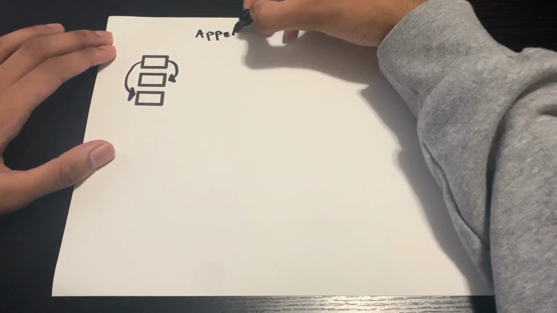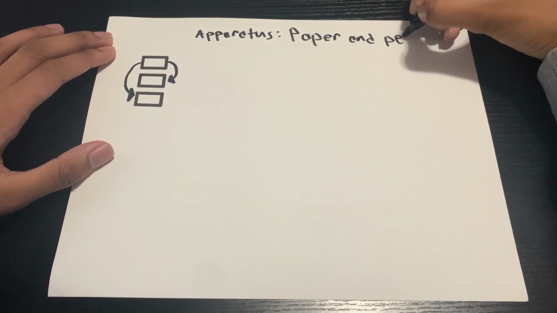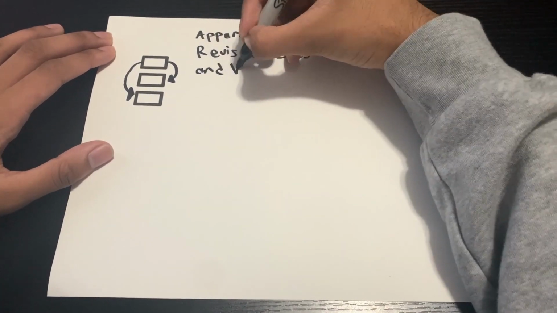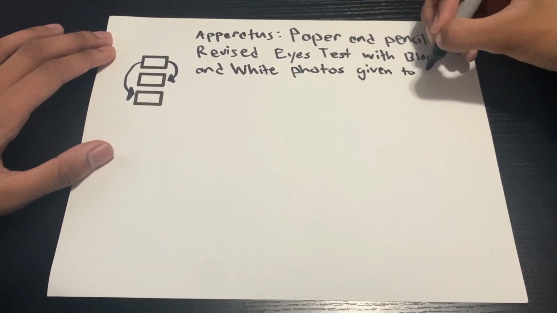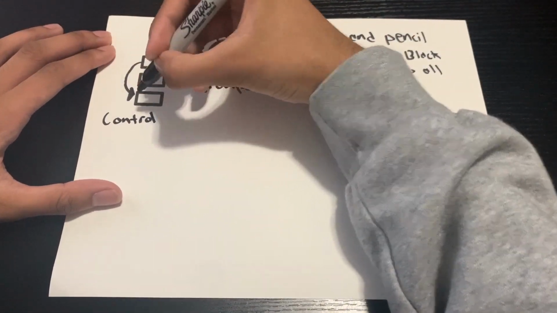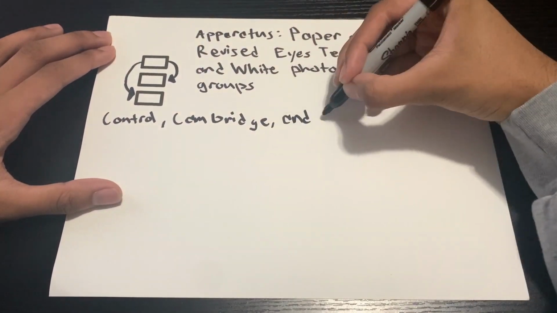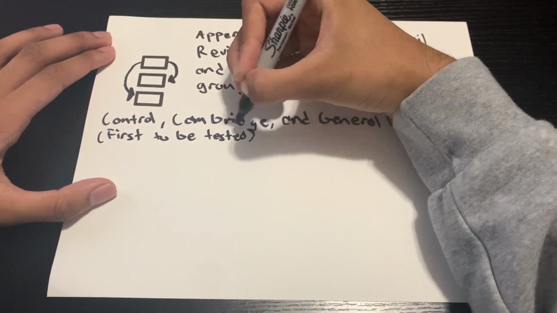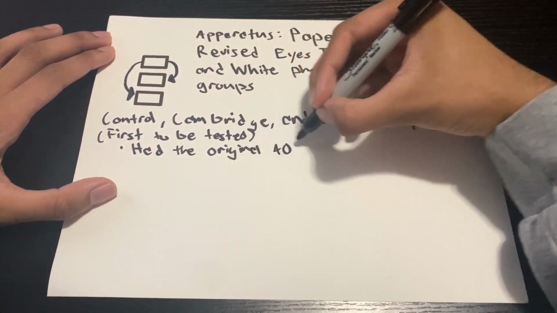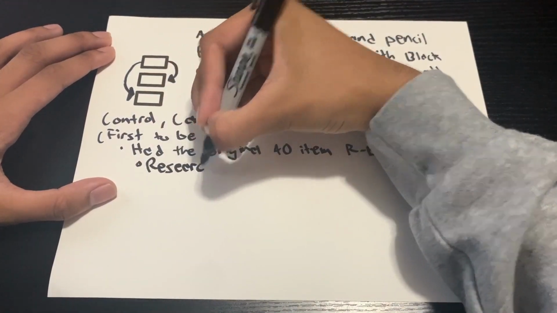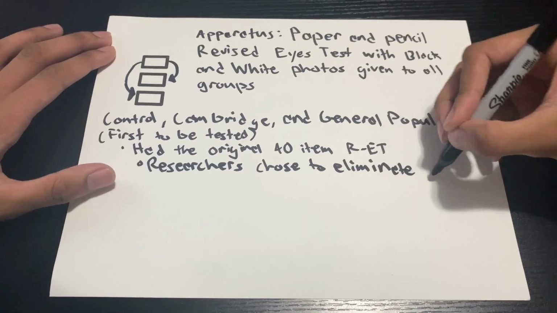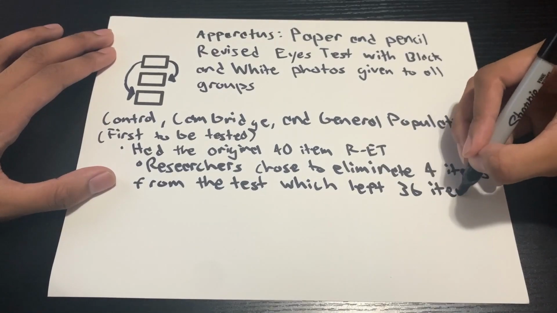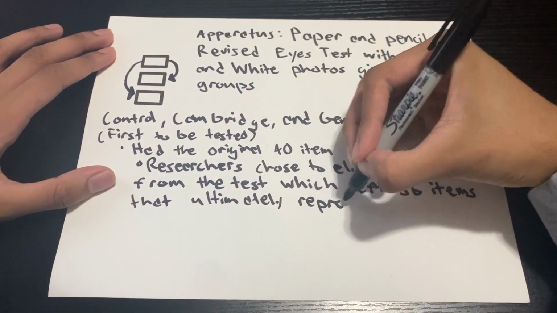The apparatus in this study was a paper and pencil revised AICE test with black and white photos, and this test was given to all groups. The first groups to be tested were the control Cambridge and the general population groups. They had the original 40 photo revised AICE test. However, researchers, when looking at the data, chose to eliminate 4 items from the test, which left only 36 items to ultimately represent the data. These 4 questions were removed because either less than 50% of the subjects got the target word or more than 25% picked the wrong answer.